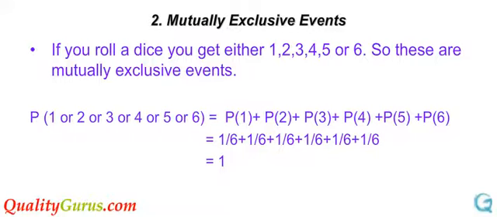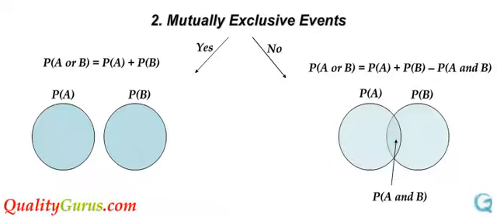So once again, addition rule applies only to the mutually exclusive events. Events are mutually exclusive if they cannot occur simultaneously. If events are mutually exclusive, as shown in the left, the probability of A or B will be the sum of their individual probabilities. But if events are not mutually exclusive, as shown in the right, the probability of A and B gets added twice. This is the common area between A and B, so in that case, we will have to subtract the probability of A and B from the sum of 2 probabilities.